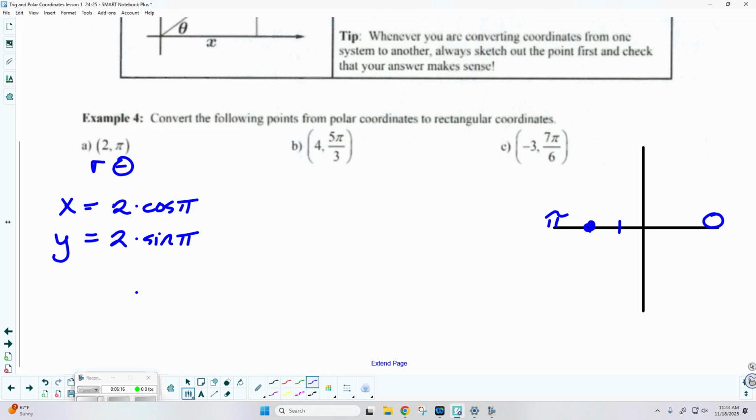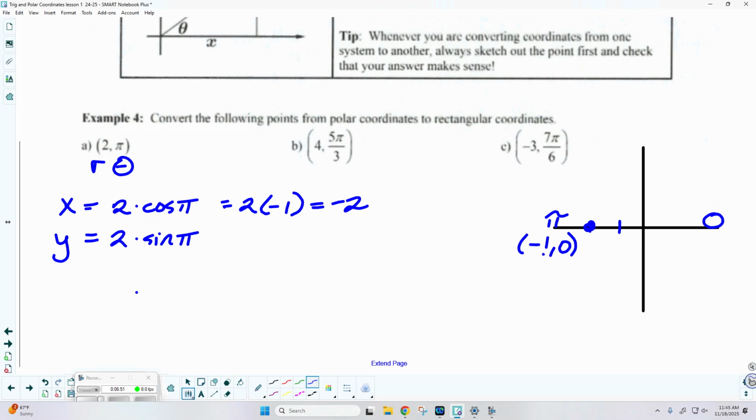Can anybody remind me, what is cosine of pi? Negative 1. Yeah. Remember, when thinking about the unit circle, we're thinking about these coordinates here at pi radians. You have the coordinate (-1, 0). Remember, that's not going to match up here. We're doing polar and rectangular, so don't worry about that. So remember, cosine represents the x value. So cosine of pi would have to be negative 1. So this is 2 times negative 1, and so I know my x value is negative 2.